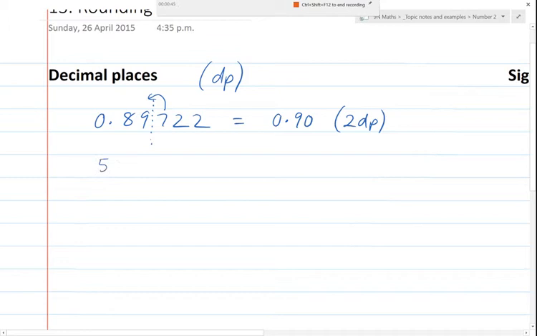Another example, 58.733338. Let's go to 3dp with this one, and so we'd be rounding off here. So because the 3 is the next digit, we don't round this 3 up, we just leave it as 3, and so we would write it as 58.733, and that would be to 3dp.